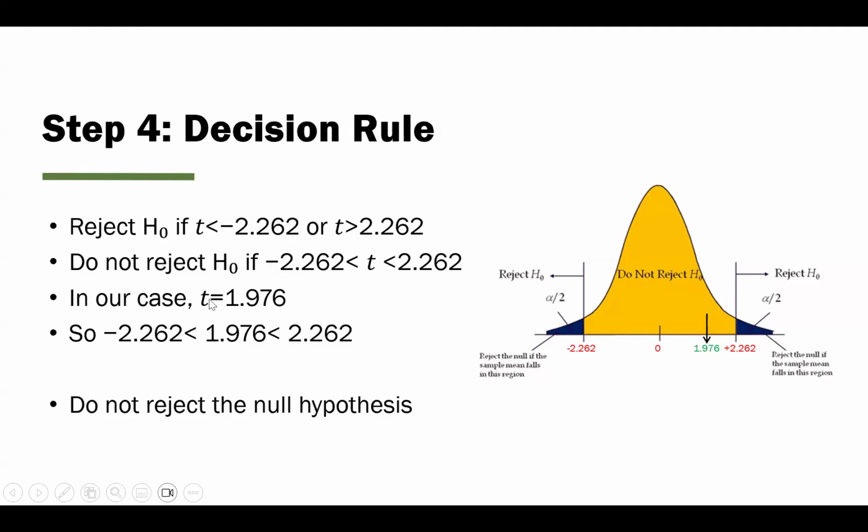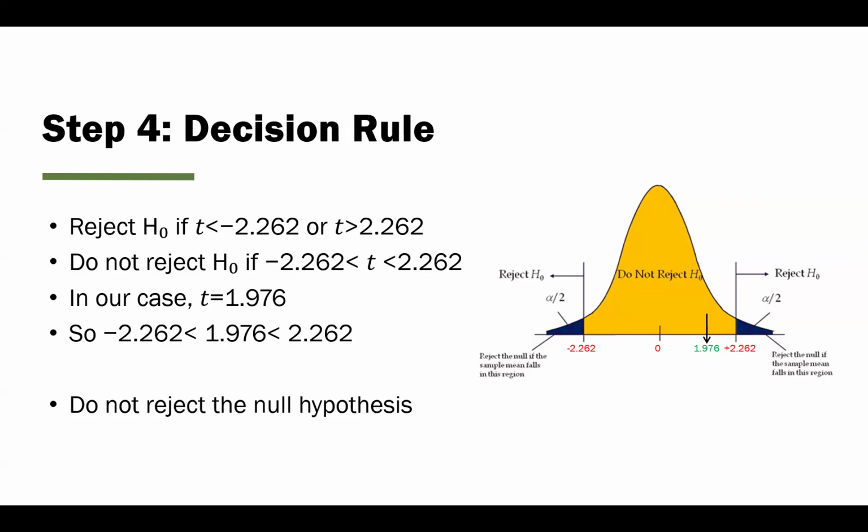So our calculated T value is 1.976, which we calculated from that formula, and we put in the values which were given in our question. So it comes down to here, between 0 and plus 2.26. So it comes here. So that is why we will not reject the null hypothesis.